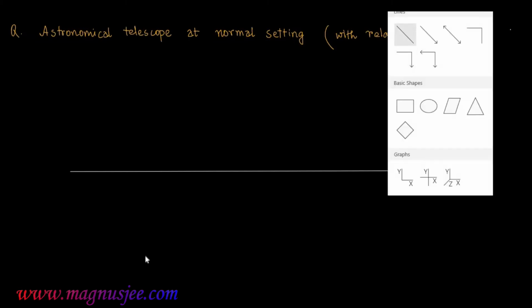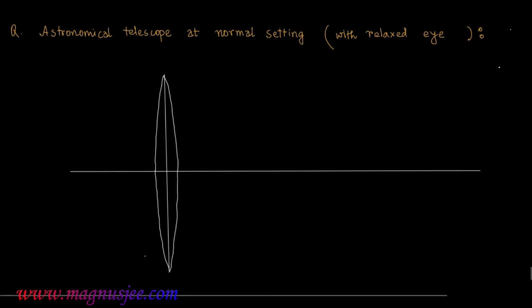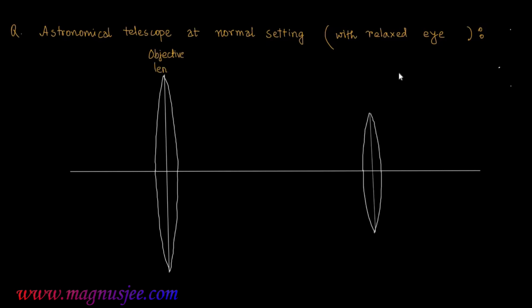Astronomical telescope at normal setting, that is, astronomical telescope with relaxed eye. This is the principal axis of the two lenses. The first lens towards the astronomical objects is known as the objective lens. This is the objective lens. And the other lens is the eyepiece.